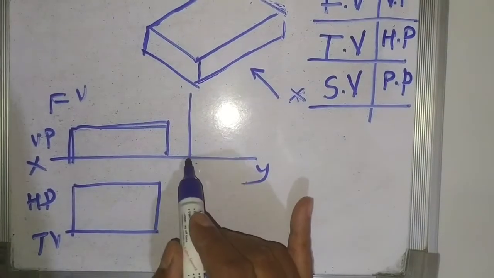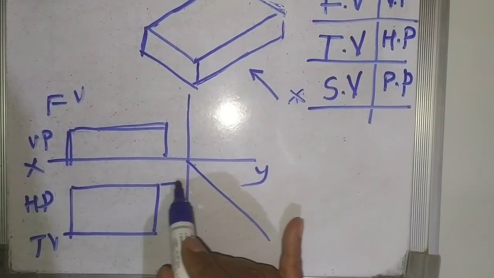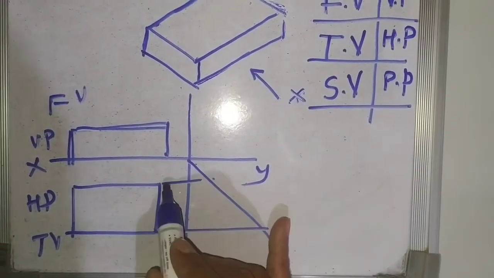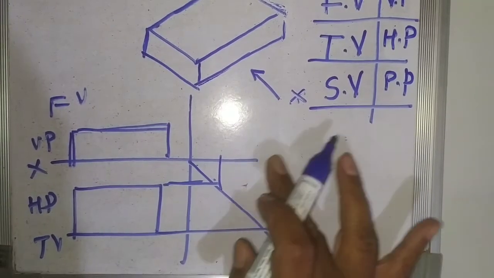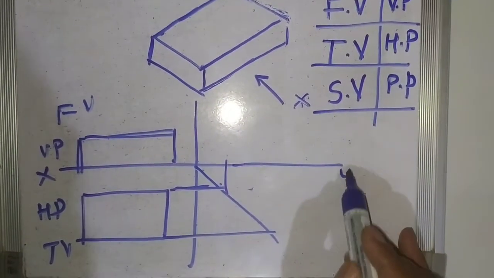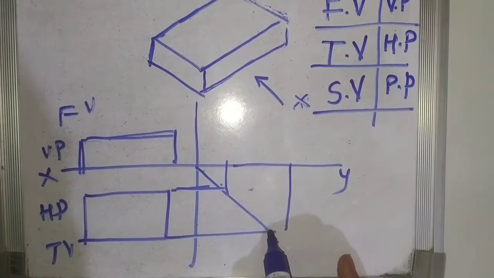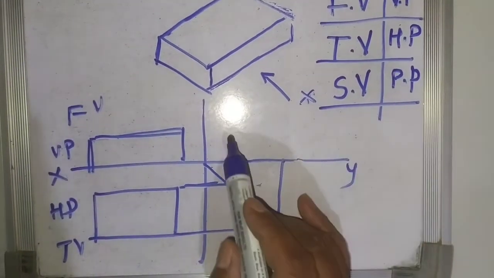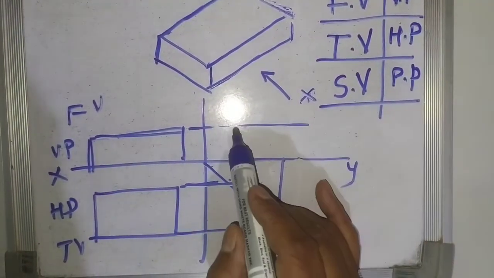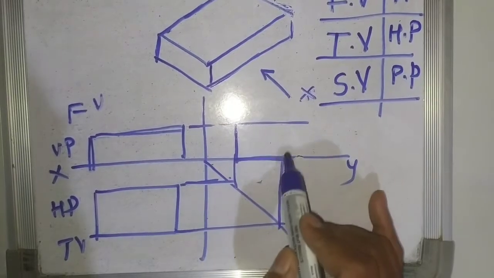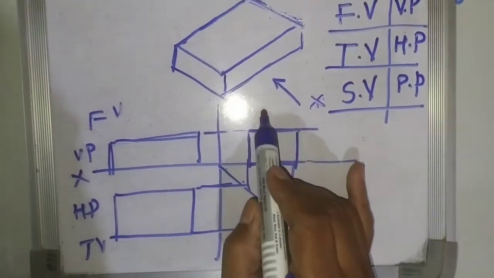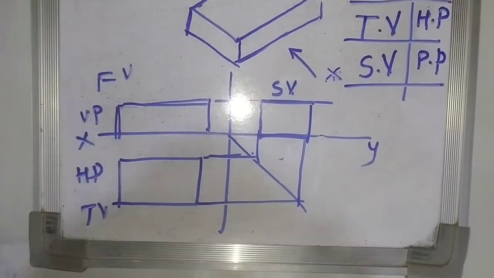Then we are projecting at 45 degrees. We take the projection lines here, shift these projection lines here, and from here we draw the projection lines and draw the side view. This is your side view, that is, the profile plane.